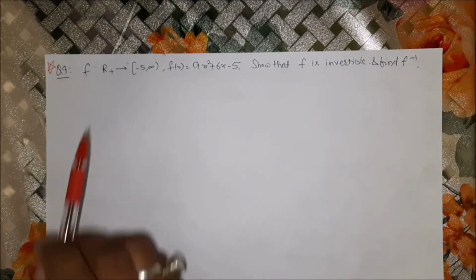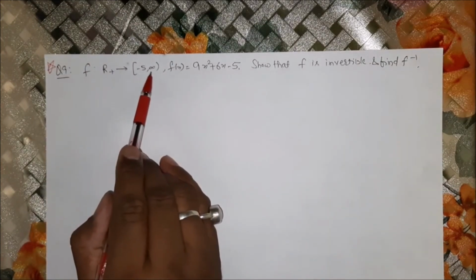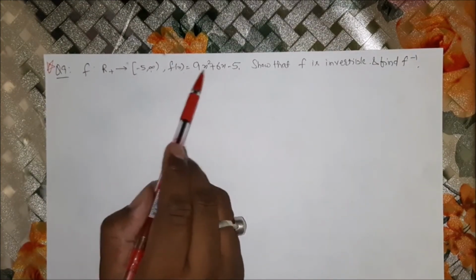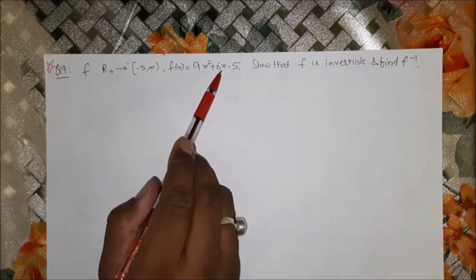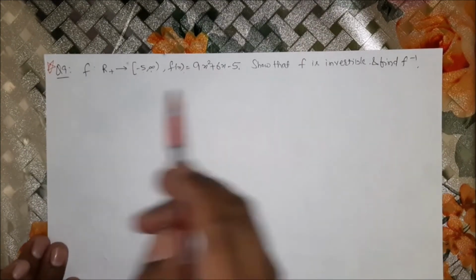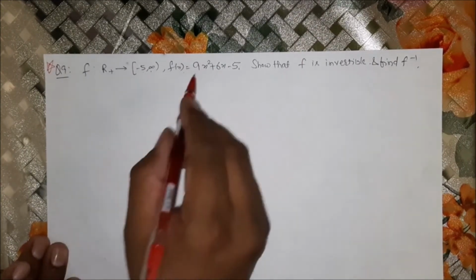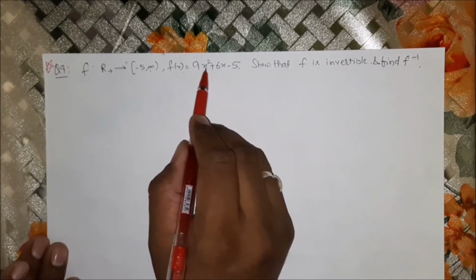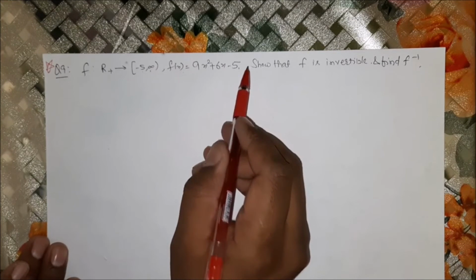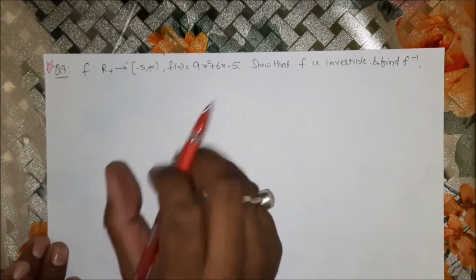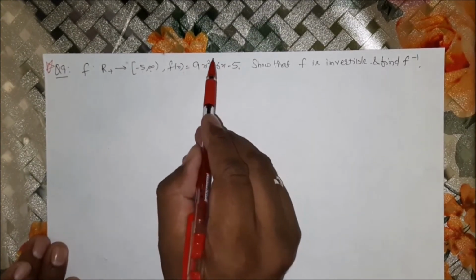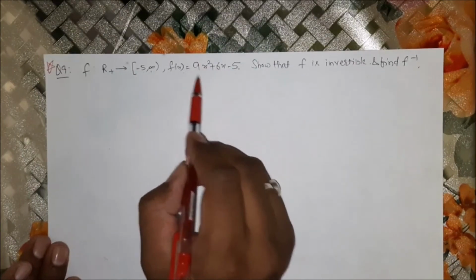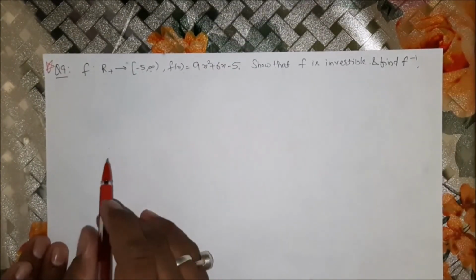f from R positive to [-5, infinity), and given that f(x) equals 9x square plus 6x minus 5, we need to check whether f is invertible or not. So first of all, your function is not a simple function. If we simply take this equal to y, we are not able to solve it. First of all, what we need to do is make the perfect square by the same formula which we have done in class 10.